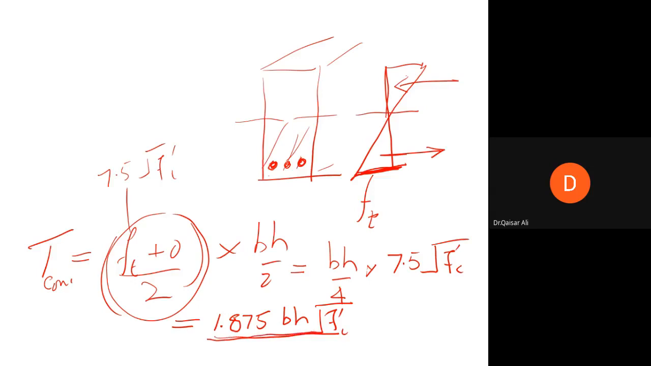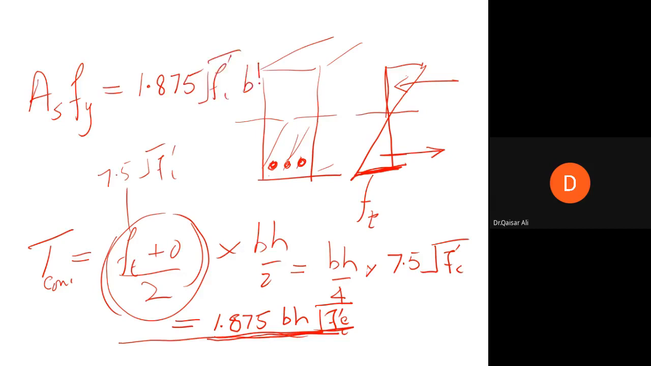okay? Because if you put in so little steel that its resistance is even less than this, then there is no benefit in putting it in. So let's say we have put in steel As. This As Fy, which comes from steel, should be greater than or equal to at least this value which is coming from concrete. So this will be equal to 1.875 square root of Fc prime and Bh, and this will be As minimum. So this As minimum will be equal to 1.875 square root of Fc prime Bh divided by Fy.